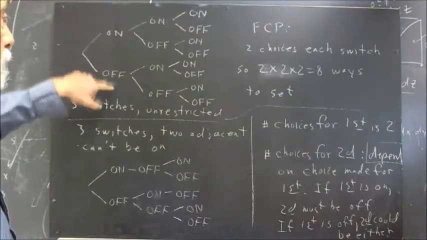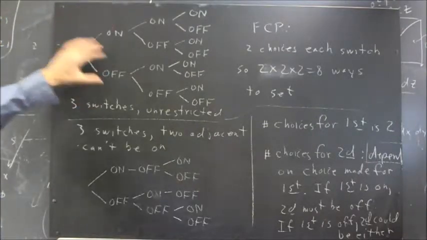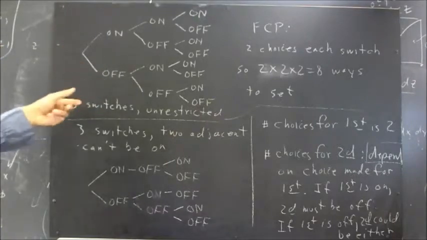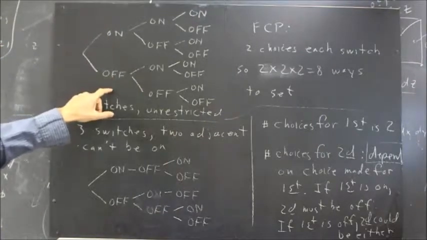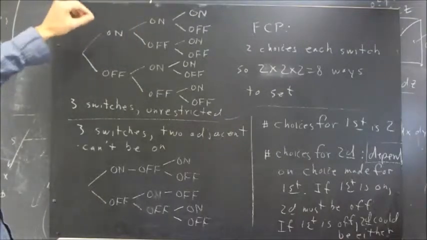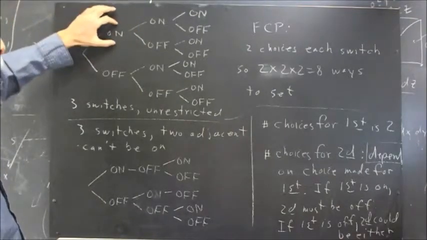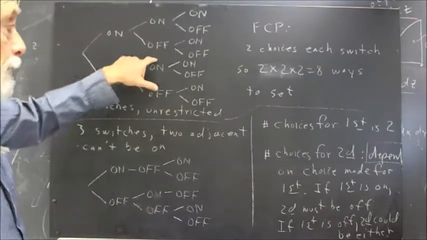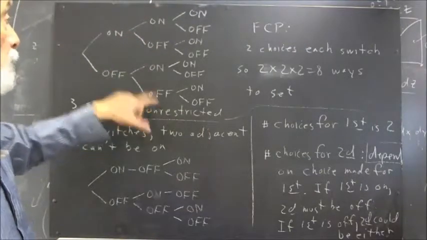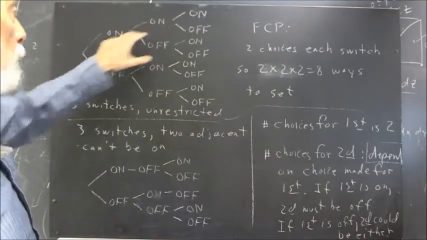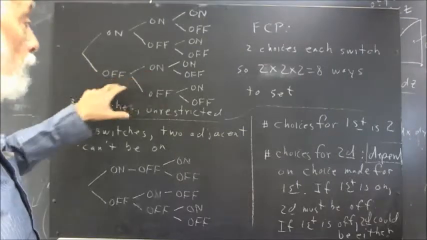So let's let the on or off here stand for the possibilities for the first switch. So the first switch you throw is either on or off. And then the second switch could be either on or off. So if the first switch is on, the second can be on or off. If the first switch is off, the second could be on or off. So there are, at this point, four possibilities for the first two switches: on, off, on, off.